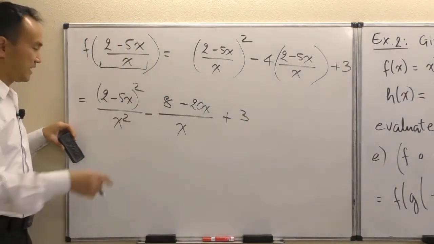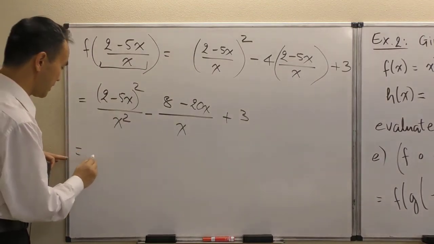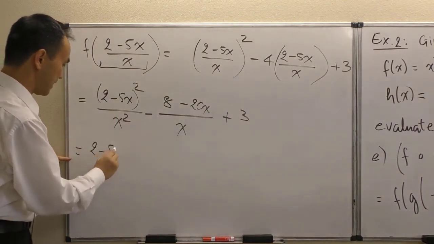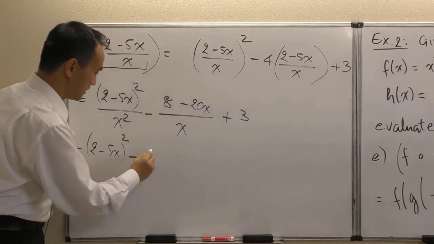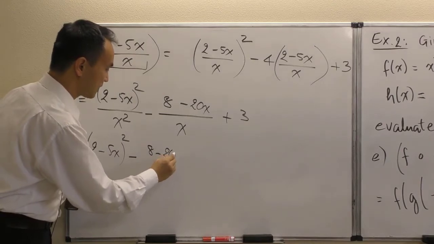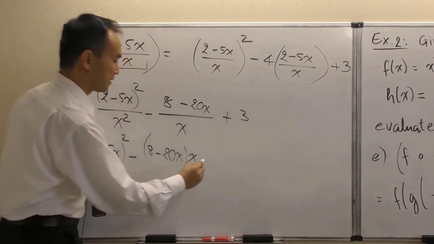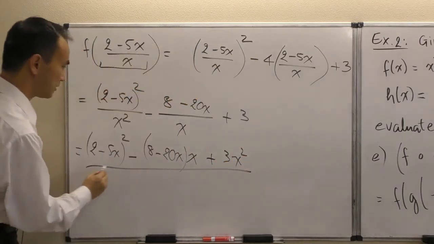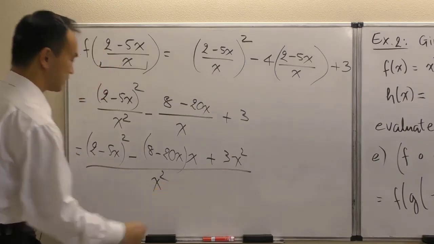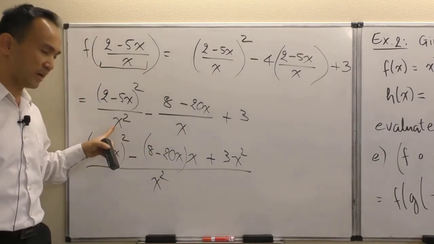All right, and now let's put it all into one fraction right here. So it gives me (2 minus 5x) squared, minus (8 minus 20x) but multiplied with an additional x, and then plus 3x squared, and all that is over x squared. So by making a common denominator, which is eventually x squared.